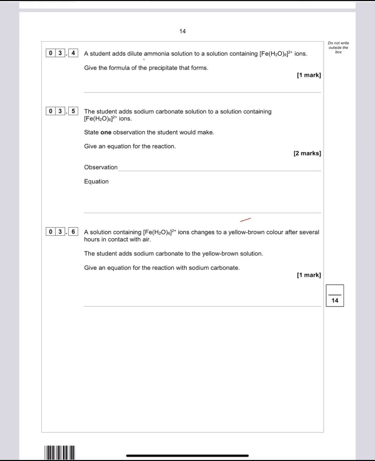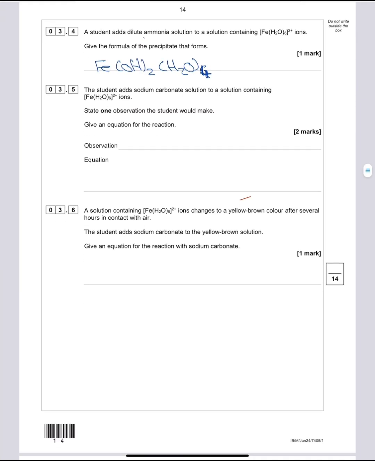So the precipitate formed here is going to be Fe(OH)2, from the iron 2 plus aqua ion, and H3O+. So basically, it donated 2 protons from 2 of the water ligands. And this is a green precipitate, as we know. The student then adds sodium carbonate to a solution containing the aqua ion of iron 2 plus. State one observation the student would make.